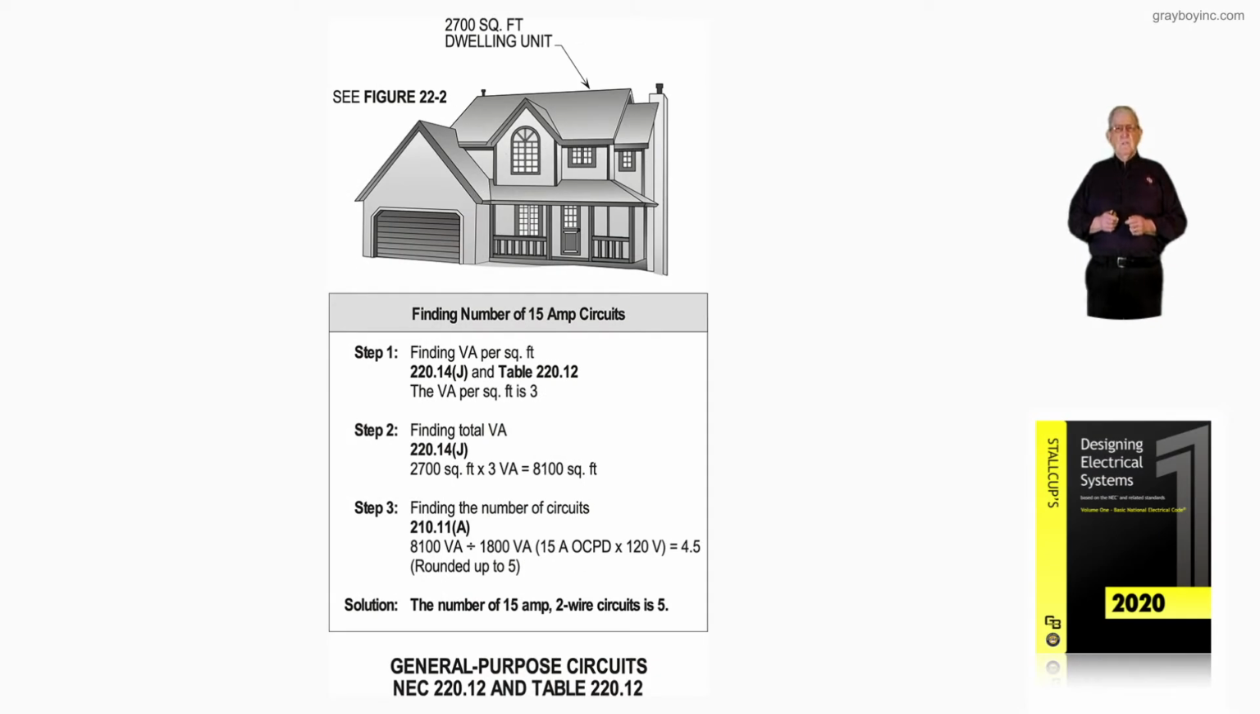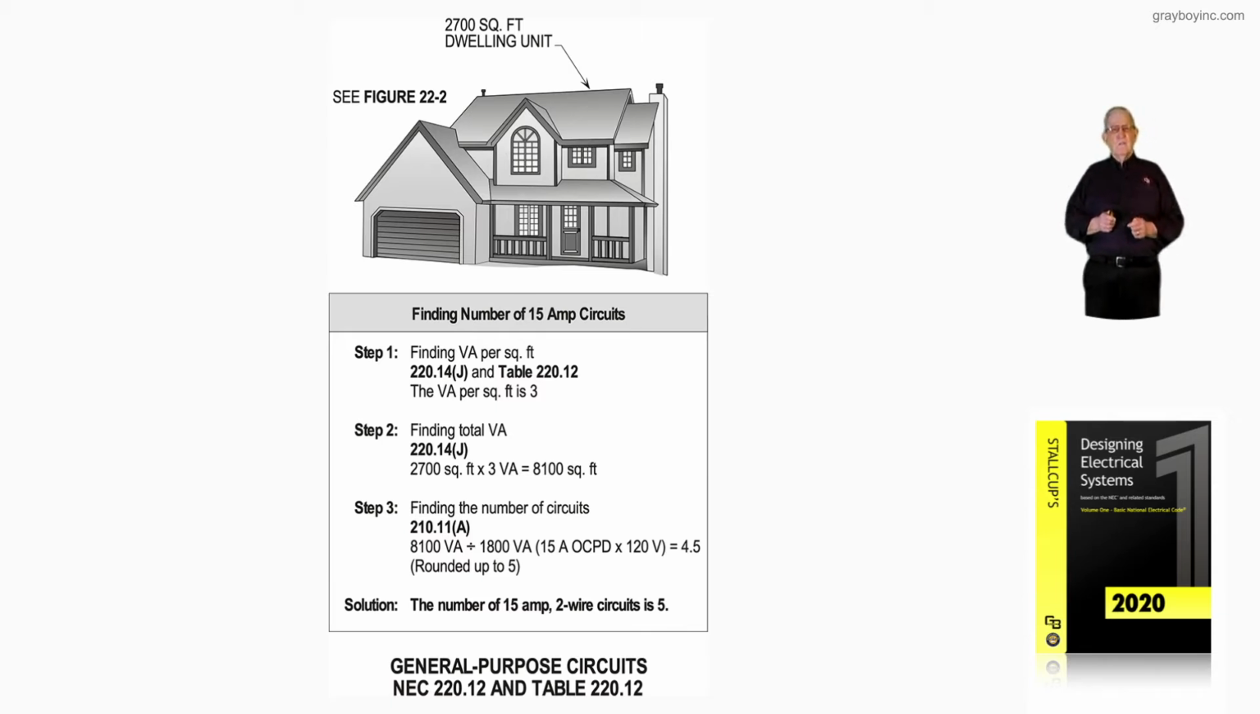This illustration deals with general purpose circuits. The 3 VA per square foot used to be in Table 220.12 for dwelling units. Now the 3 VA per square foot has been relocated and renumbered as 220.14(J).